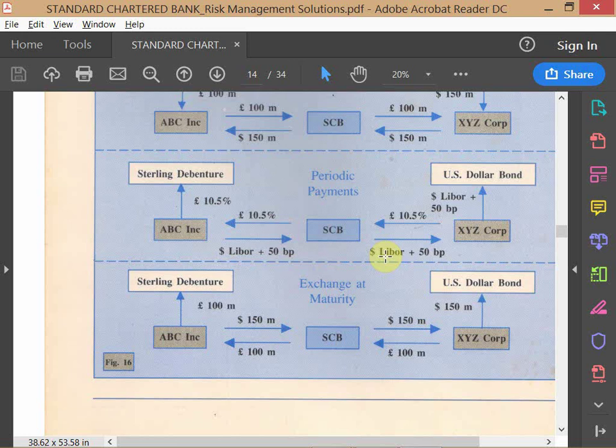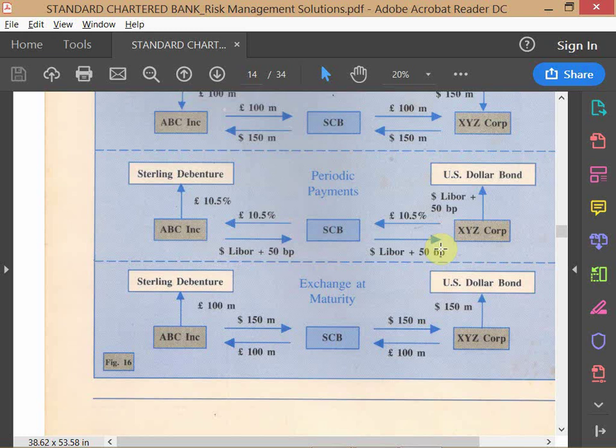Why did they ask for this kind of pricing? Because here they don't really need to. They can just ask for 3-month dollar LIBOR, and then the 50 BP extra will be a fixed rate cost for them, but that will remain in dollars. So they want to completely remove the currency risk. So they ask for a price on an interest rate swap where they will receive dollar LIBOR plus 50 basis points on the floating leg.